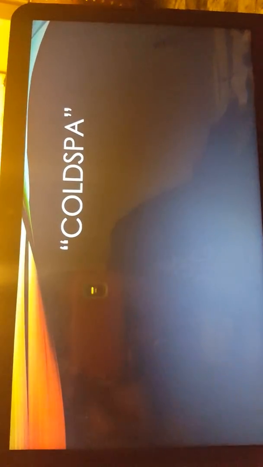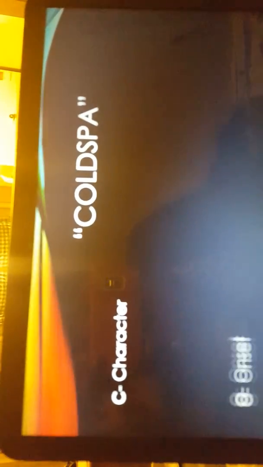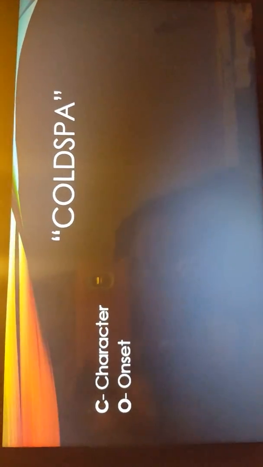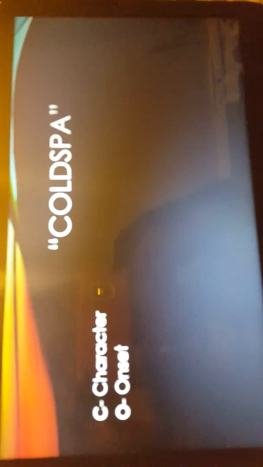COSPA. This is the acronym we will use to further assess our patient. We will start with the first letter. C. C stands for character. That's basically just describes what is going on with the patient. The patient will tell you their complaint. The O. The O stands for onset. Onset lets you know when the illness or complaint, pain, whatever's going on with the patient, when it first started.